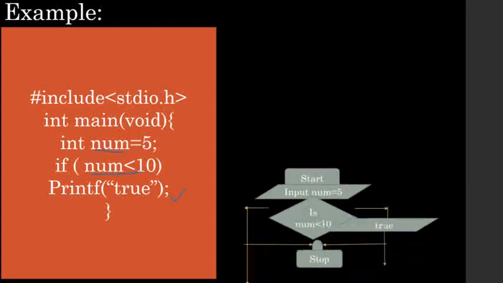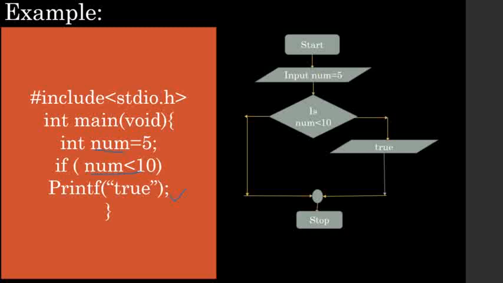Let's understand this with the help of a flow diagram. Input num = 5, is num less than 10? So we have two options. Either this statement is correct or not. Is num less than 10 or not? Obviously 5 is less than 10, so this statement is correct. It means the true part will be evaluated.